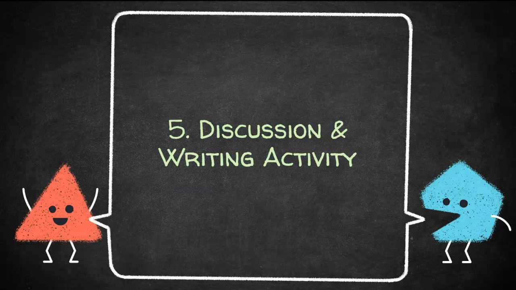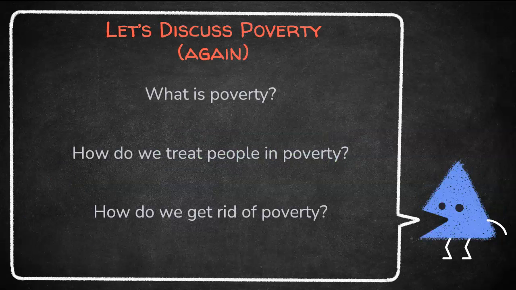So then day 5, we would focus on the discussion and writing activity. So we would discuss the same questions that we talked about at the beginning of the week, just as a reminder. So what is poverty? How do we treat people in poverty? And then how do we get rid of poverty or lessen poverty? Because it's a tough one to get rid of completely. And I would let the kids know too that we wouldn't be able to get rid of it completely, but we can lessen it with the parts of poverty, especially including hunger.